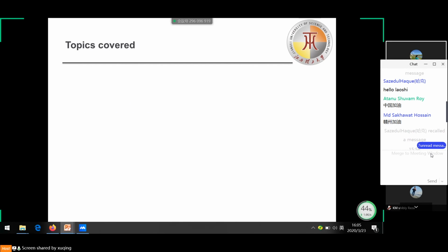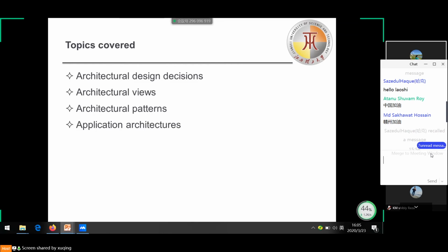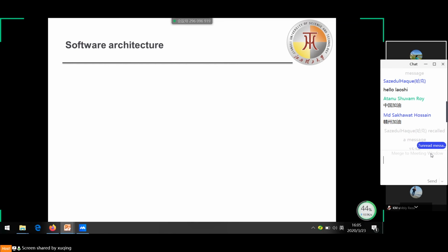Now we'll see the topics covered in this chapter. We'll have the first topic, architectural design decisions, architectural views, architectural patterns, and application architectures. Now we'll see some more detailed instructions in the introduction of this chapter.